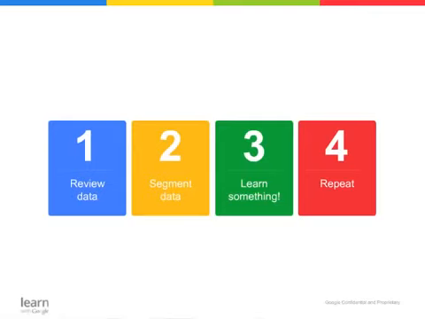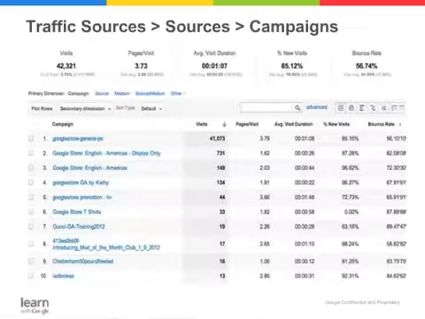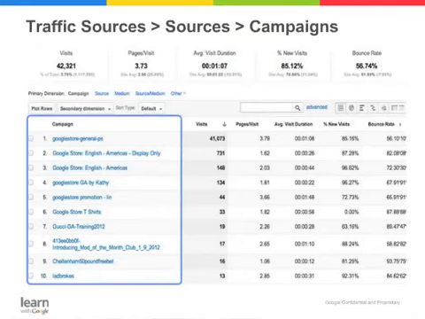The whole process of analysis is about segmenting, finding little things to change, and all those little things are going to add up. Now, we really like to start with the campaigns report in Google Analytics. This is in the traffic sources section, and the campaigns report is literally a list of all your campaigns. So this report contains all of your AdWords campaigns. It also contains all of the campaigns that you tagged. Remember, we did that whole link tagging process?